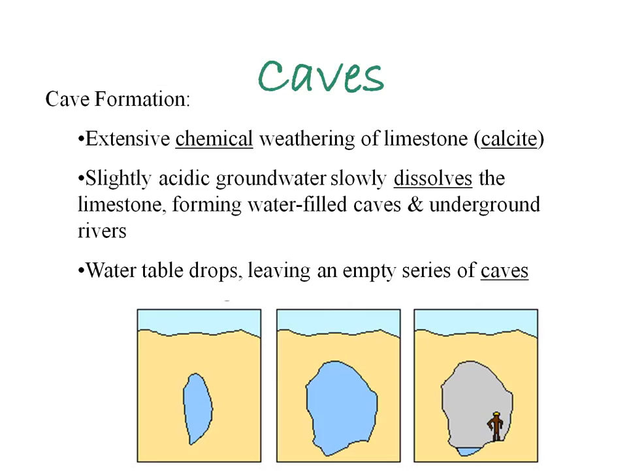Next important thing is caves. These are open areas underground. They form from extensive chemical weathering of limestone, which is calcite. We mentioned this before, because it's made of calcite, it reacts with acid. Groundwater is slightly acidic and dissolves the limestone, forming water-filled caves and underground rivers. Eventually, the water table may drop, leaving an empty series of caves.